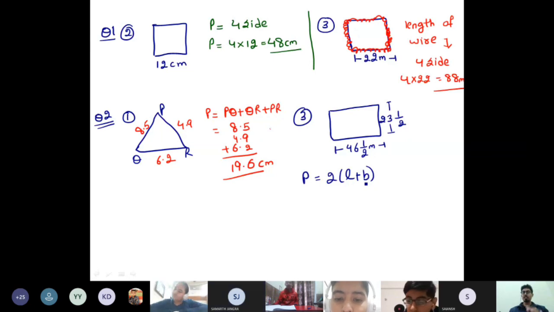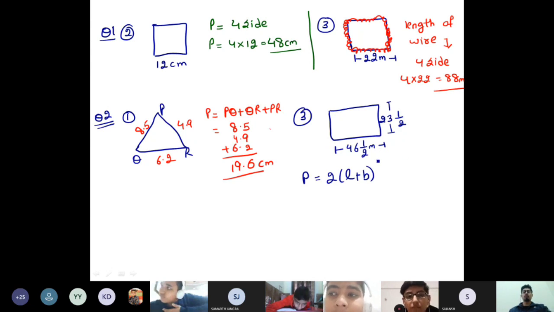We are discussing the 12.1 assignment. The length is 46 and 1 by 2. First of all, we have to convert this mixed fraction into a rational number. How can we convert this?